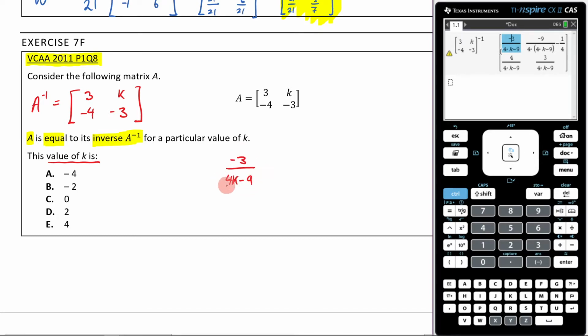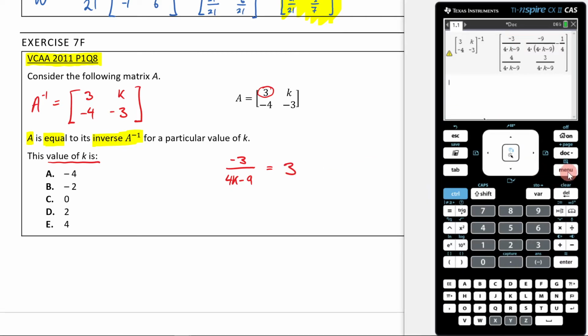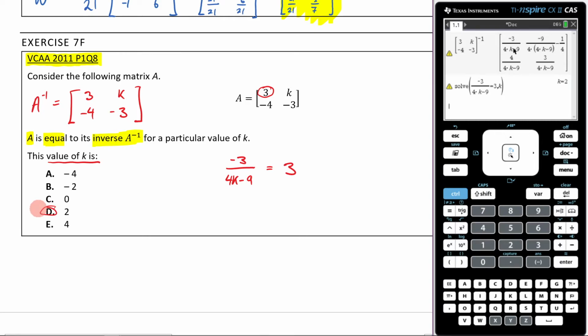What would this have to be equal to in order for the inverse of A to be equal to A? Well, it has to be equal to the corresponding element. It would have to be equal to 3. So what I would do is I would come here and go menu 3, 1. I want to solve for when this is equal to 3 for the k value. And the answer is 2, which means my answer is D.